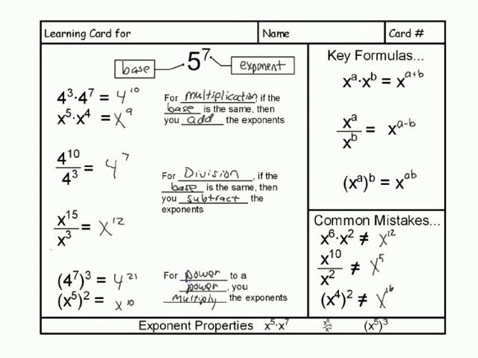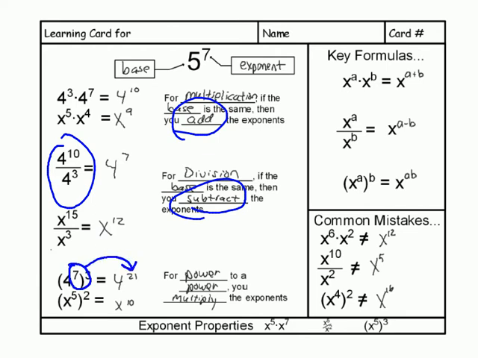We've got three basic ones here and then two more that I'm going to look at. When you multiply and the bases are the same, 4 to the third times 4 to the seventh, you're going to add the exponents. When it's division and the bases are the same, as in this example over here, you're going to subtract the exponents. So 4 to the 10th divided by 4 to the third became 4 to the seventh. And when you raise an exponent to another power, a power to a power, you multiply the exponents. So 4 to the seventh raised to the third power became 4 to the 21st.